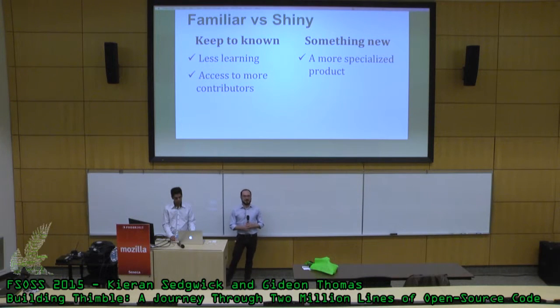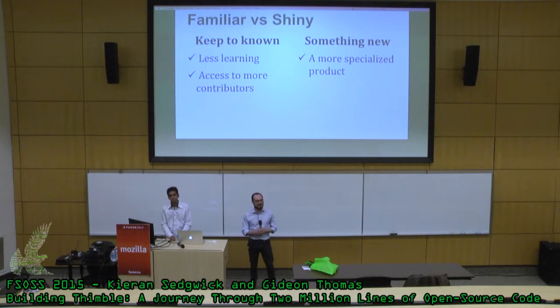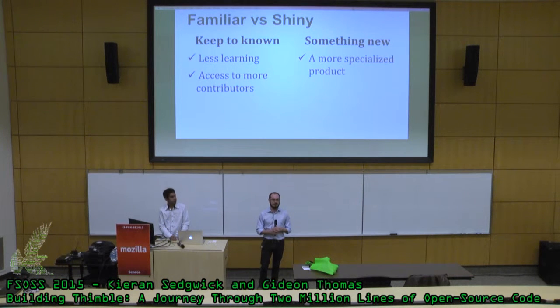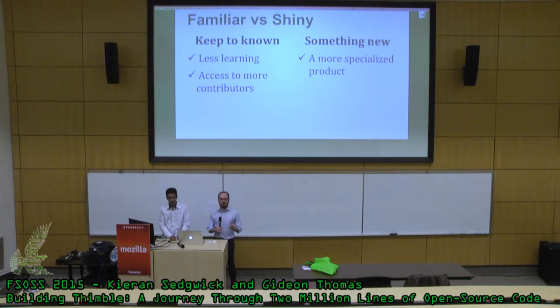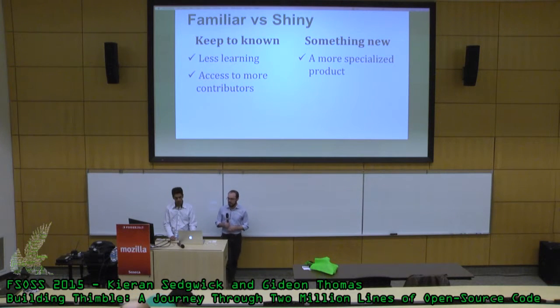So this is always a challenge for developers. Do you pick the shiny new whiz-bang thing that all the cool kids are playing with? Or do you stick to something more familiar, maybe a little more pedestrian, but predictable, something that people know how to work with? And so we weighed these options. If we kept to what was known, then we would have to learn a little less, which is nice, because that would mean more time coding features. We would have more access to contributors, because they would already know the technology and have that foundation that is needed to even get involved.